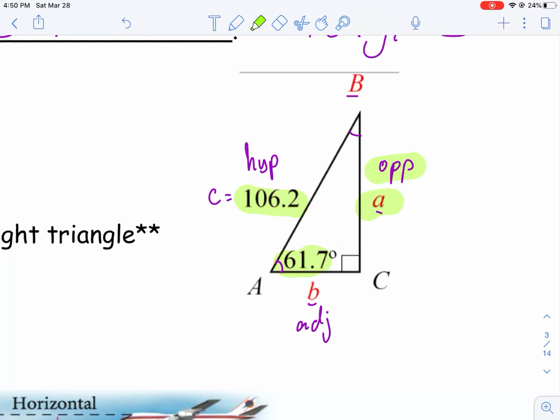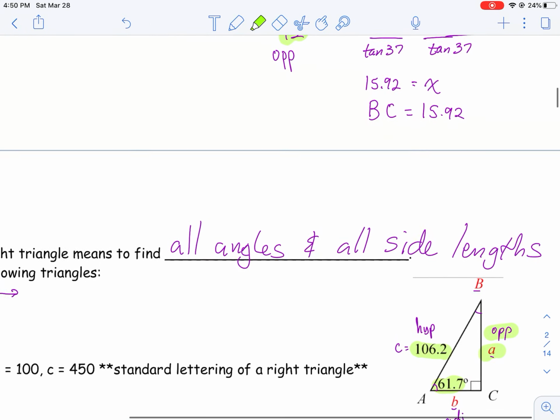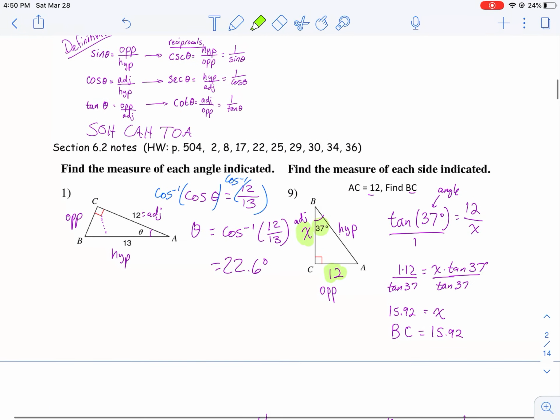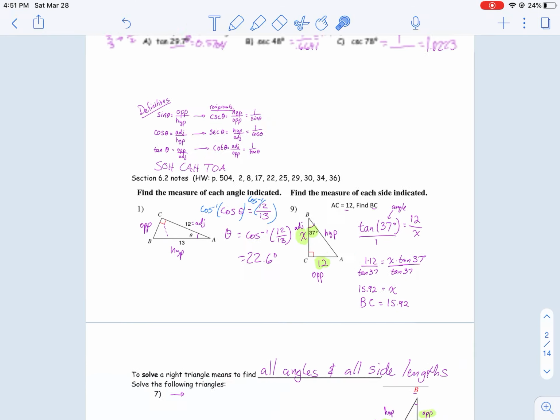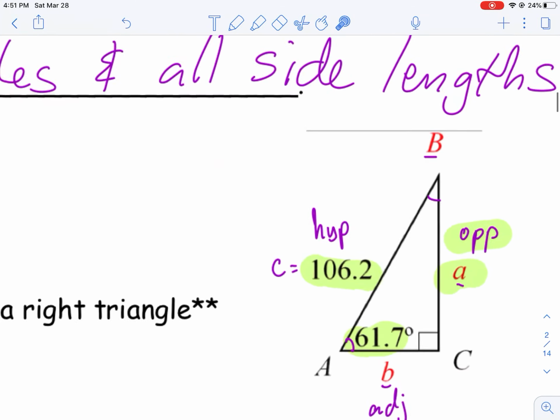Let's find A first. Which trig function is going to help us do that? Again, hopefully this is in your head, but you can see we've got an angle, we're interested in the opposite side, and we have the hypotenuse. So that means we're going to use the sine function here.